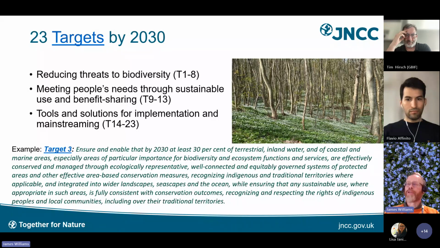But each of those targets is itself very complicated. I've given just as an example target 3 here, and there are quite a lot of different elements. I think it's 11 in target 3, all of which in theory are things that parties and observers need to be addressing in order to achieve the target overall. So Tim will describe how we've gone through and broken these targets down into individual elements in order to be able to identify how well the monitoring framework covers the whole scope of the Kunming-Montreal Global Biodiversity Framework in detail.